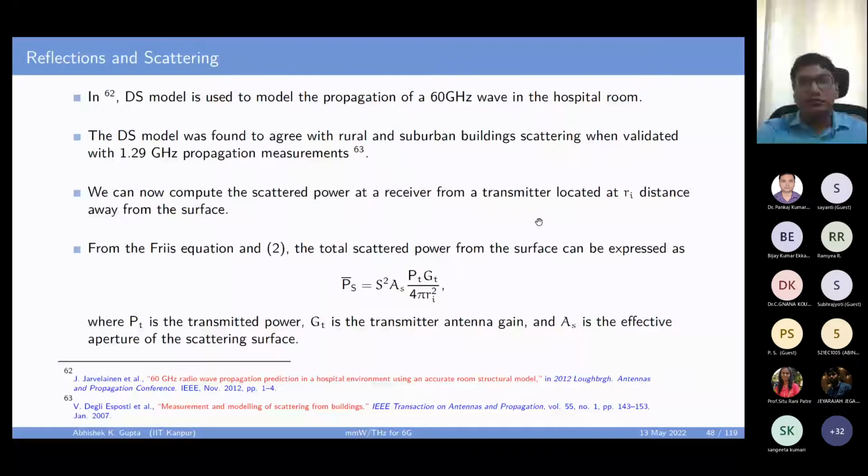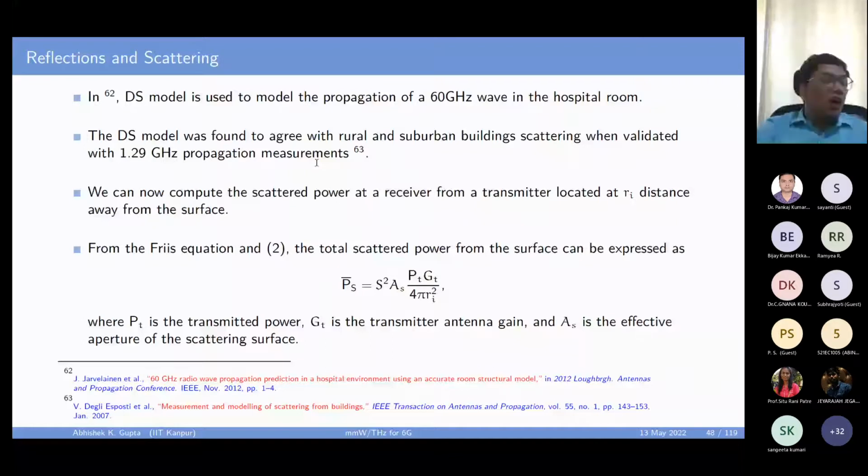People have used this scattering model to model propagation in different cases, for example in a hospital room at 60 gigahertz, and for rural or suburban buildings at 1.29 gigahertz, and they found this model works well with measurements.